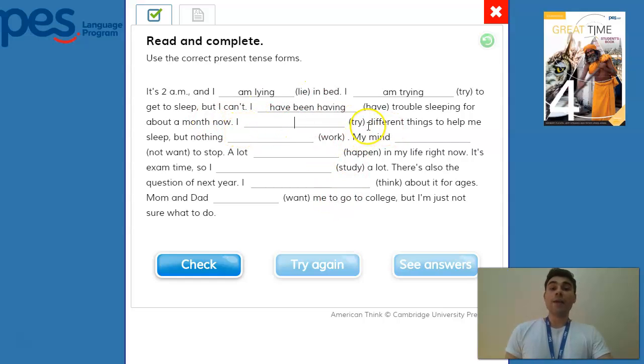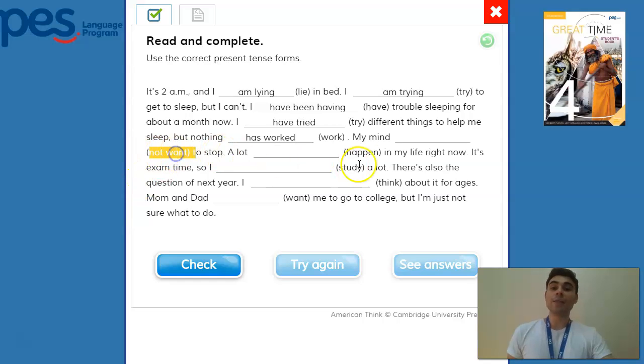Now, I try different things to help me sleep. So I have tried, because here she just wants us to know that she started doing different things, but when she started, very not important, okay? To help me sleep, but nothing has worked. So all the things that she has tried, nothing has worked until now.